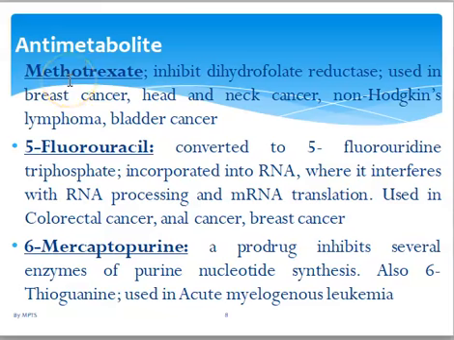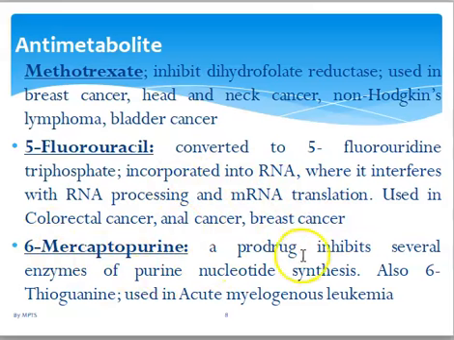Remember, in a short presentation, you have methotrexate. It inhibits dihydrofolate reductase, an enzyme required in the formation of purines, which are important in DNA synthesis. It is used in breast cancer, head and neck cancer, and other types of cancer. We have 5-fluorouracil. It is converted to 5-fluorouridine triphosphate, incorporated into RNA, where it interferes with RNA processing and mRNA translocation, which leads to chain termination. It is used in colorectal cancer, anal cancer, and breast cancer.